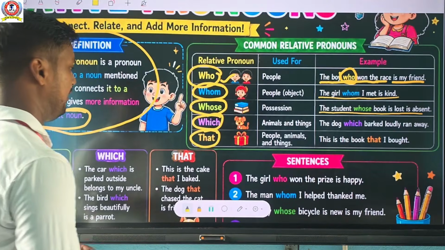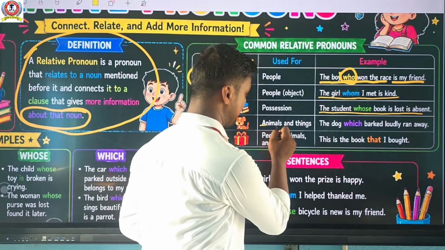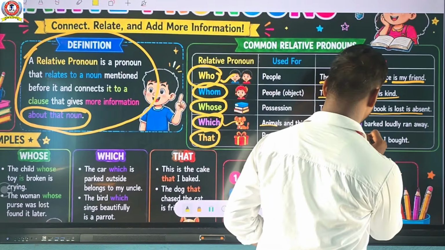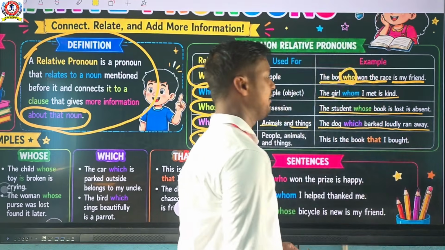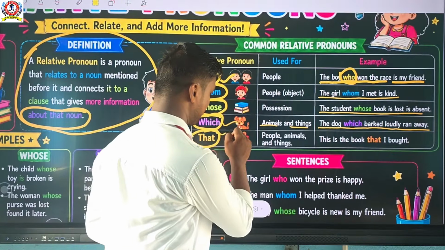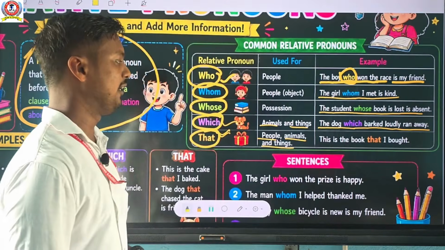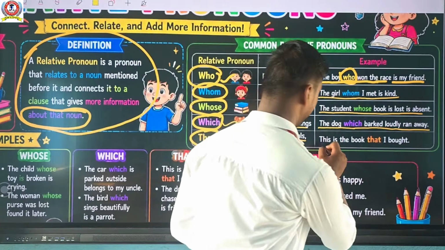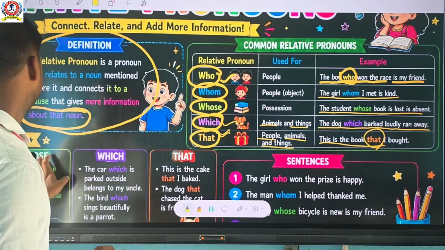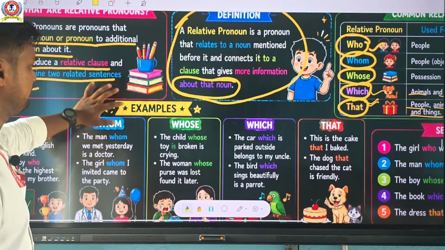Which refers to animals and things. The dog which barked loudly ran away. That is used for people, animals, and things. This is the book that I brought. Then more examples we have to discuss one by one.